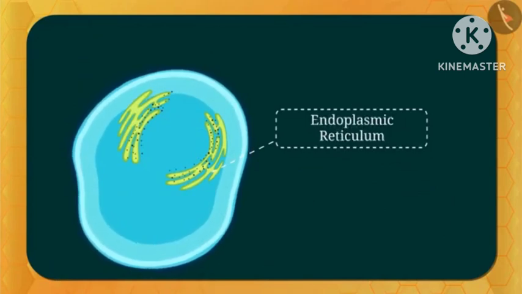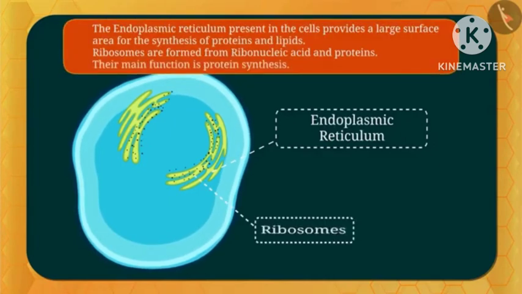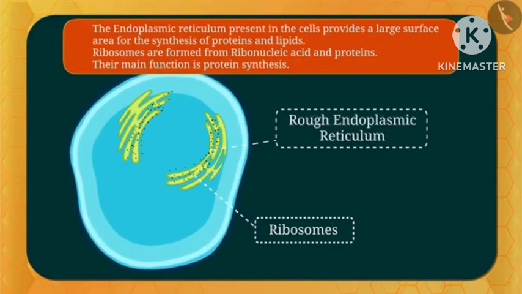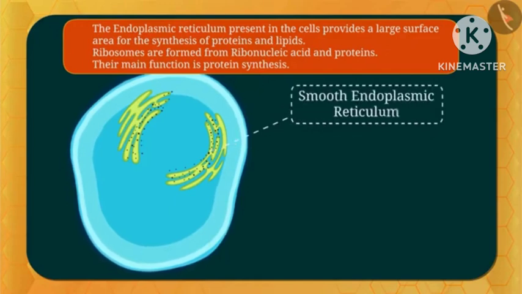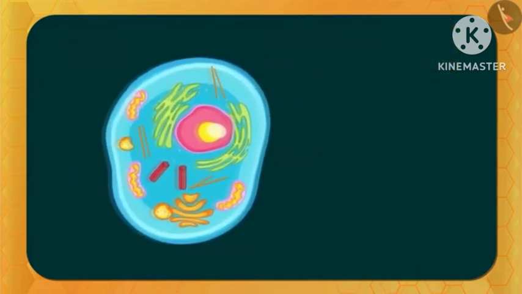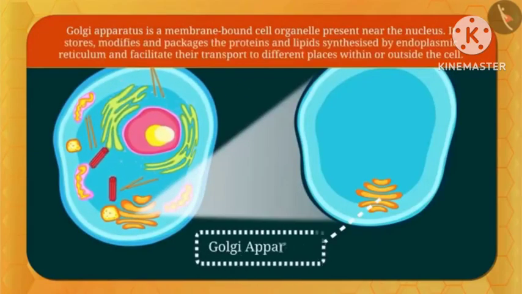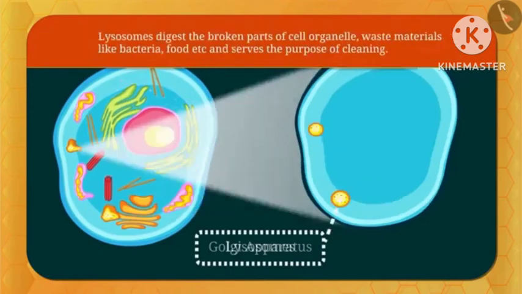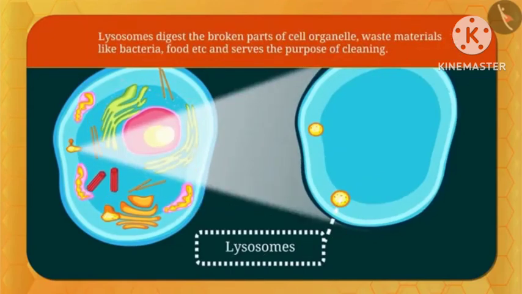Firstly, we will see the endoplasmic reticulum. These are of two types, smooth and rough. The rough endoplasmic reticulum has ribosomes attached to it, which are formed by ribonucleic acid and protein. The main function of this is protein synthesis. Now the smooth endoplasmic reticulum doesn't have ribosomes attached to it, therefore its structure is smooth, and so it is named smooth.